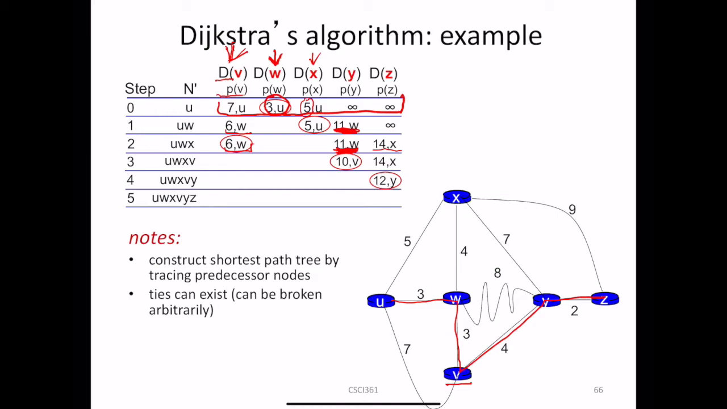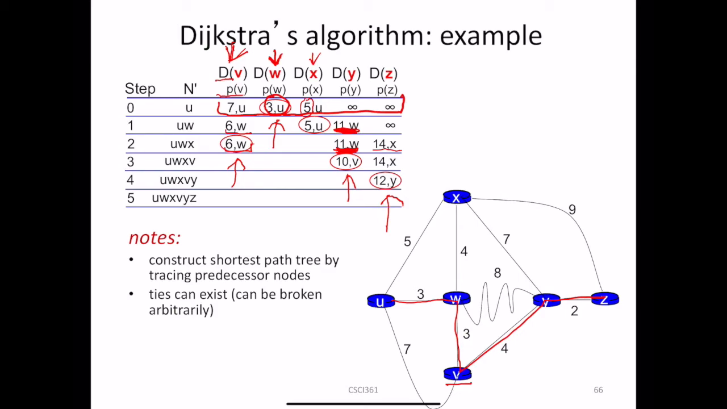For example, if we want to find the path from U to Z, first you will see Z, which is this one, 12Y, and then the predecessor is Y. Then we will go here. And when we reach Y, we see the predecessor is V. Then we go here. We see the predecessor for V is W. Then we go here. And finally we reach U. So the path will be Z, Y, V, W, and U.